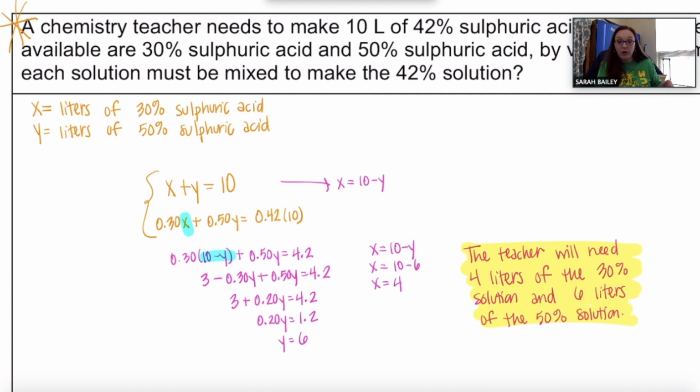Okay, I do want to point out one thing. Some of you may have just left this one as 0.42, but remember it's a 42% solution of 10 liters. So you need to multiply 42% by 10 here in order to get the correct equation and get the correct solution. All right, let's go to the next page.